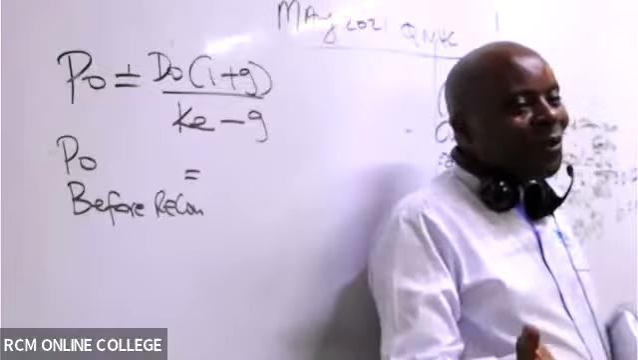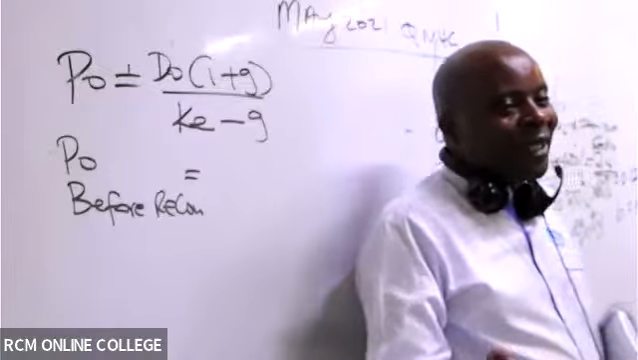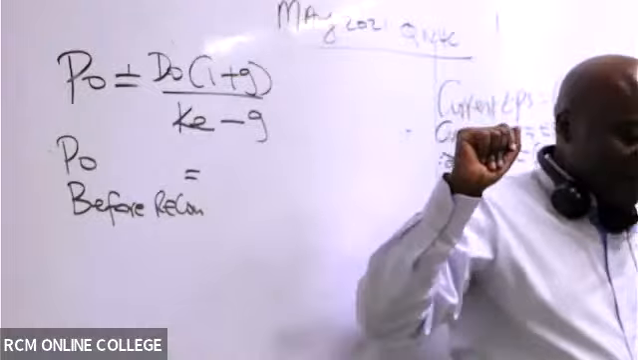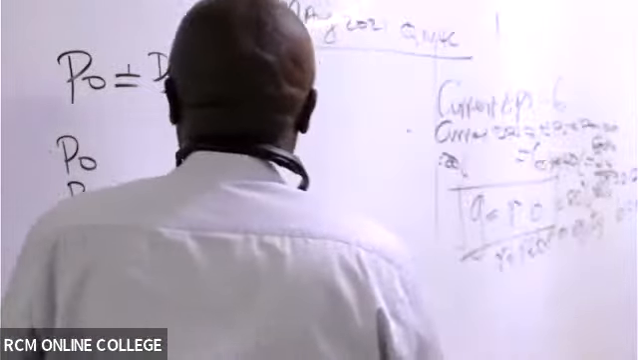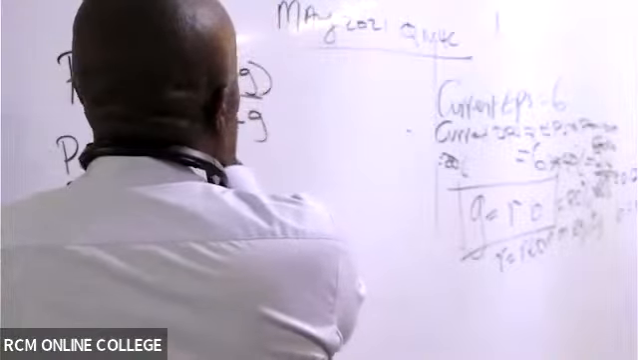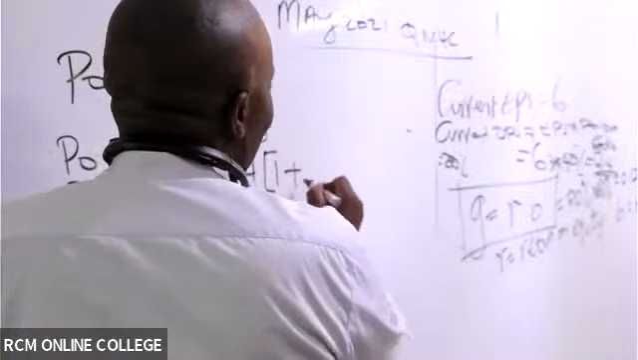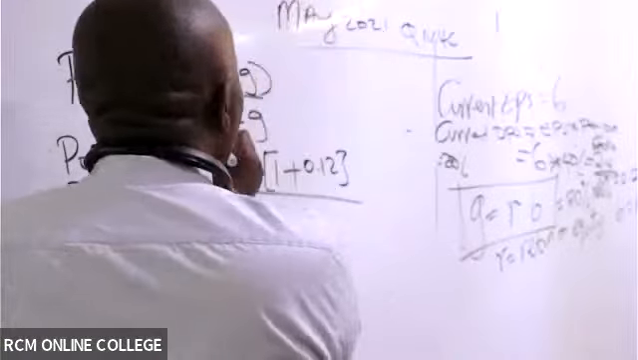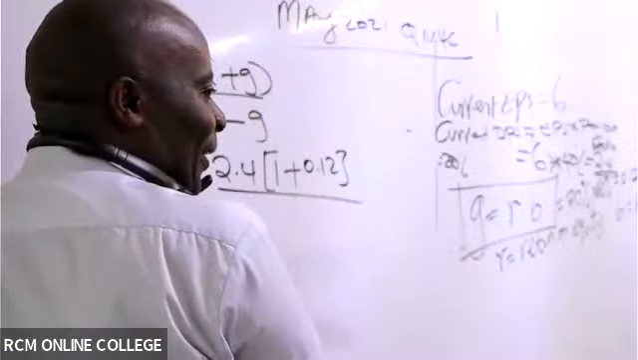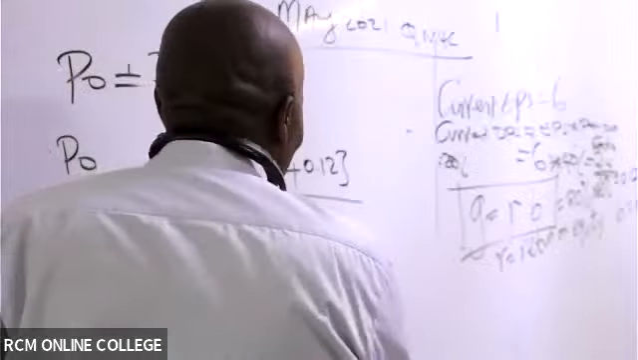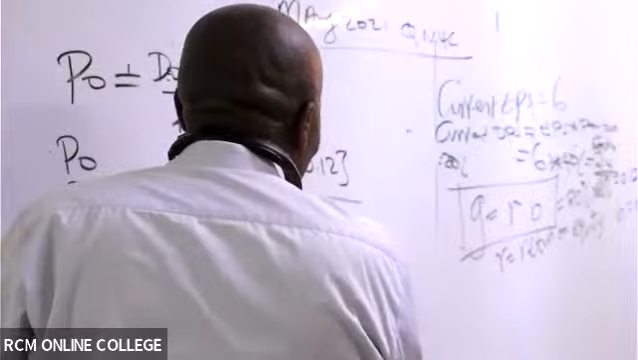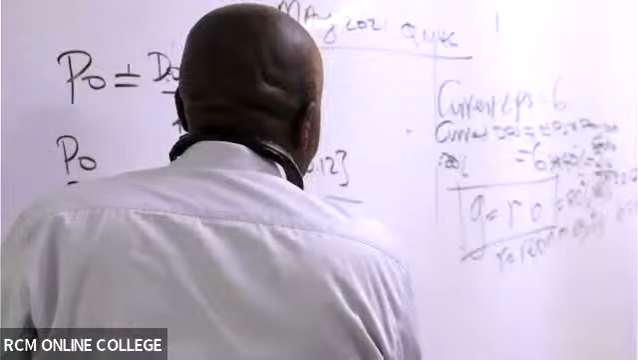So P0 after reconstruction. You see, the only thing you'll be using here that is different is this cost of equity before reconstruction. All the other things will be the same. So P0 before reconstruction will be dividends per share, which you gave me at 2.4, times 1 plus growth rate that you have just given me there, which is 0.12, isn't it? All over cost of equity before, 0.19.